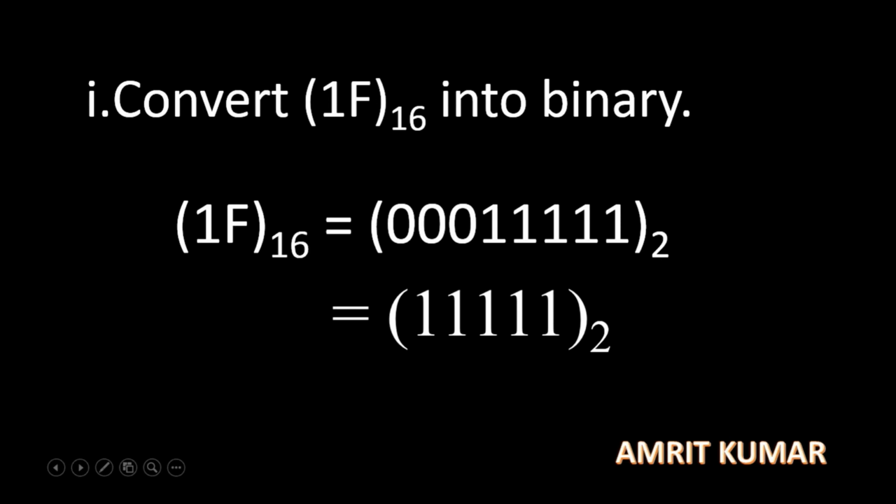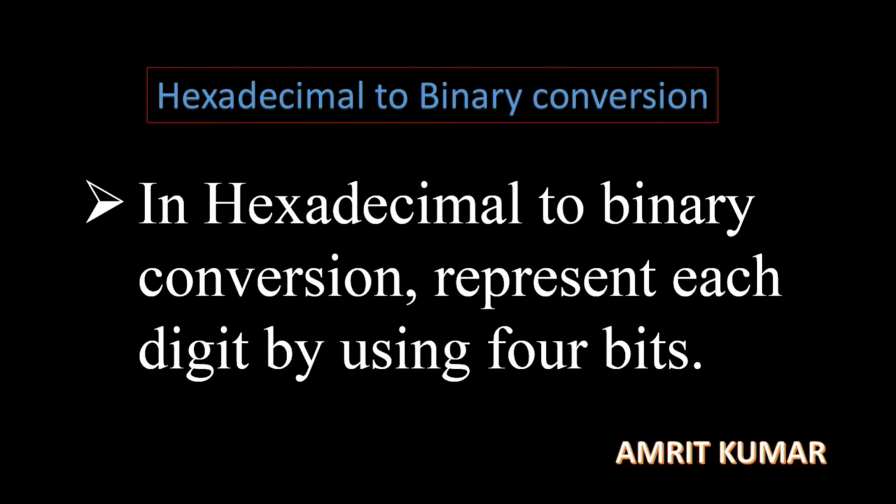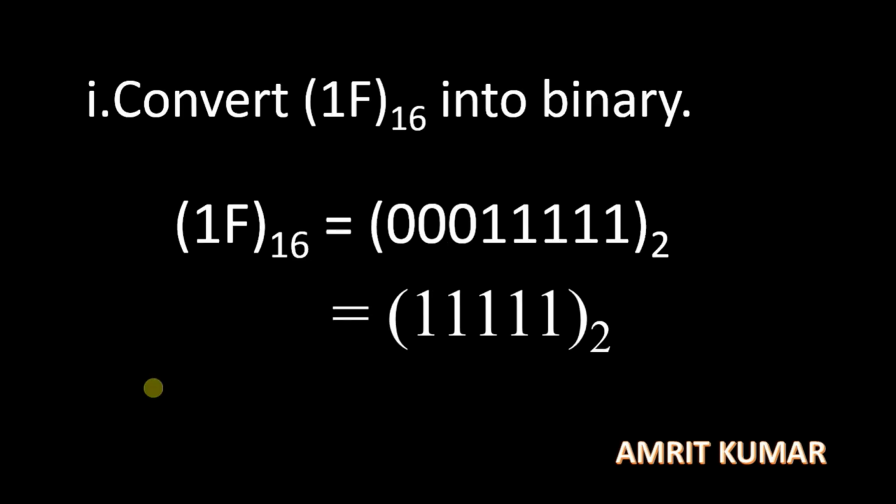So what we have studied in the rule is that for the conversion of hexadecimal to binary, you have to represent each digit by using 4 bits, and that is what I am going to do now for the conversion of this hexadecimal number into a binary number. Okay, you have to remember this rule. So here I am converting a hexadecimal number into a binary number.